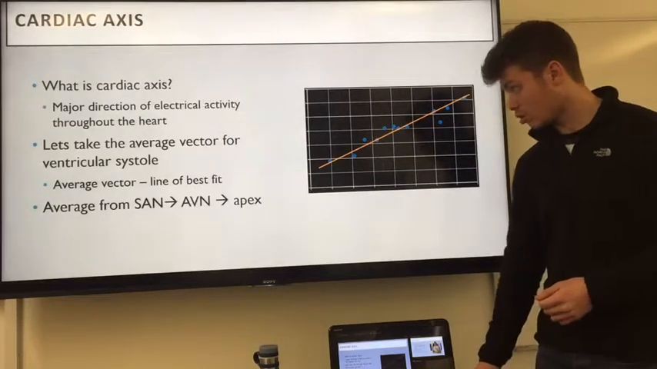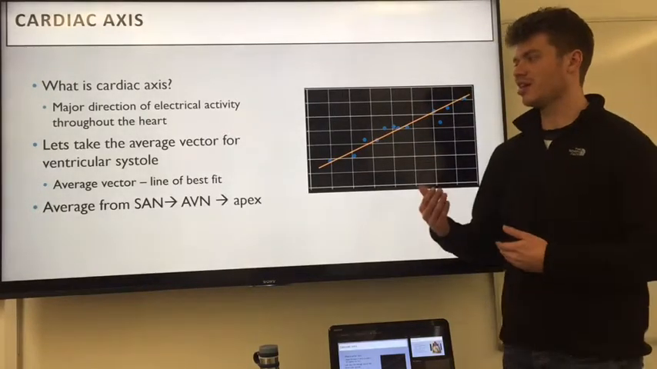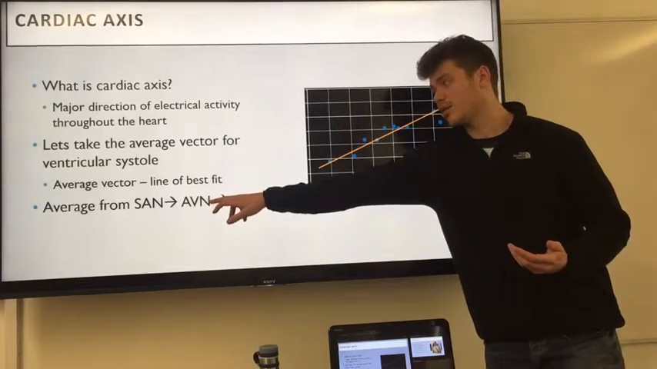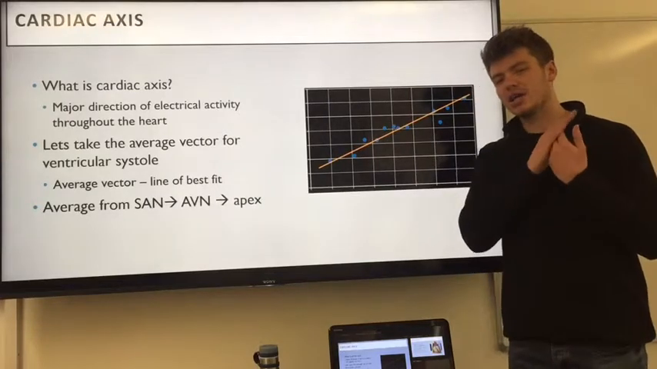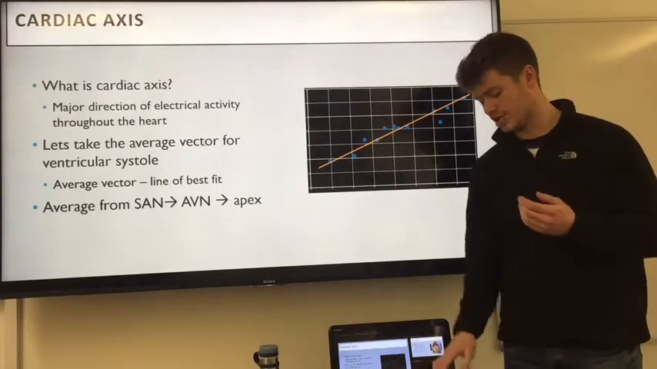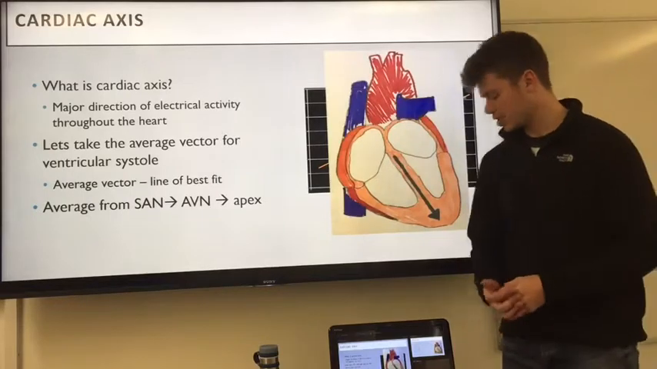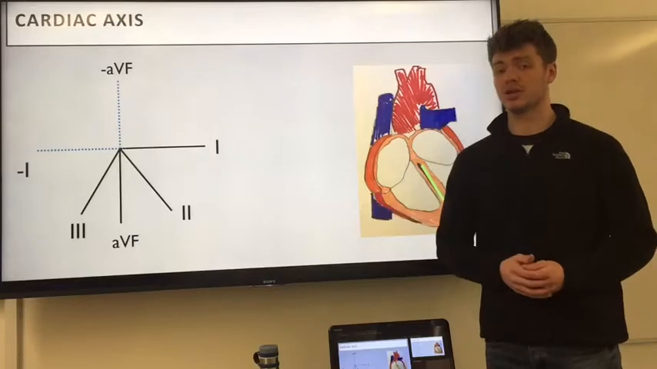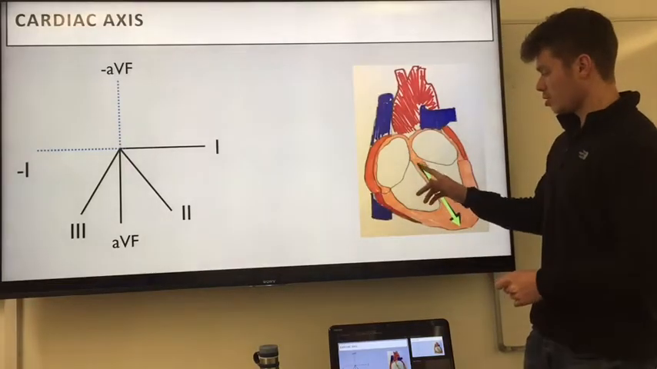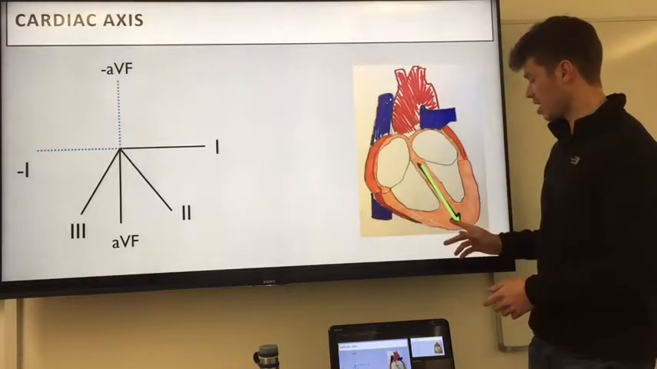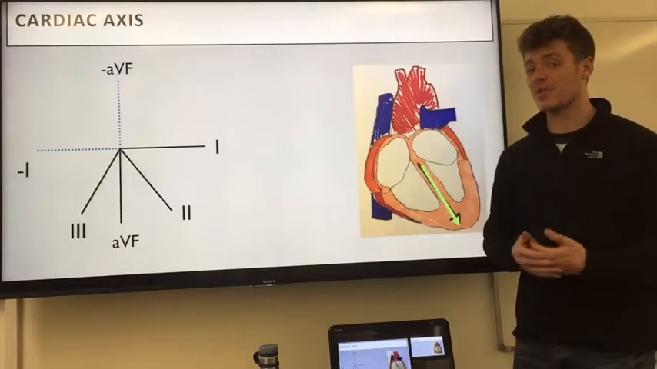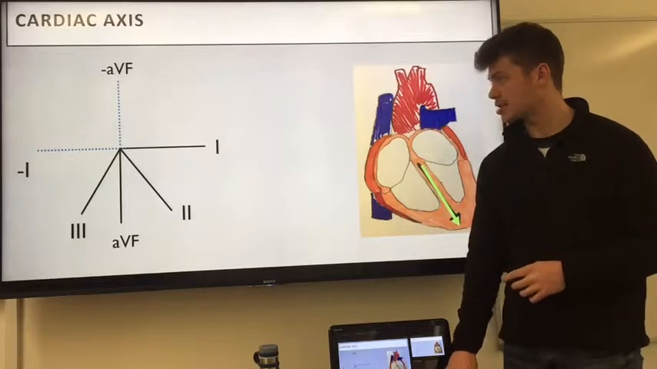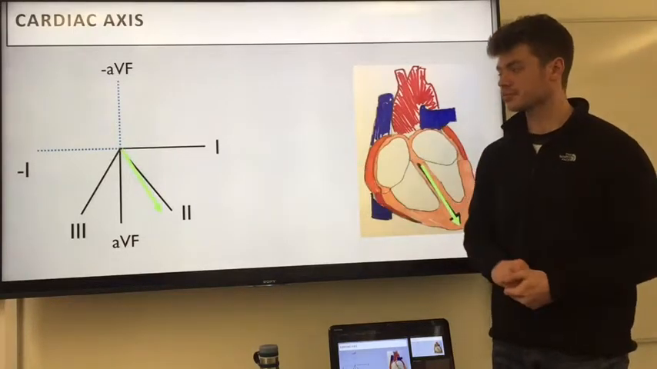So what I've got here is just the fact that we know that for ventricular depolarization, we're looking at the AV node, and that major vector is traveling towards the apex. So a bit like this. So what we're going to do now is try and apply that to the graph that we've been looking at all this time. So what I've done is just drawn an arrow over the top of that just to say that is the average vector for the QRS complex. And I'm just going to copy and paste that and stick it on this graph here.